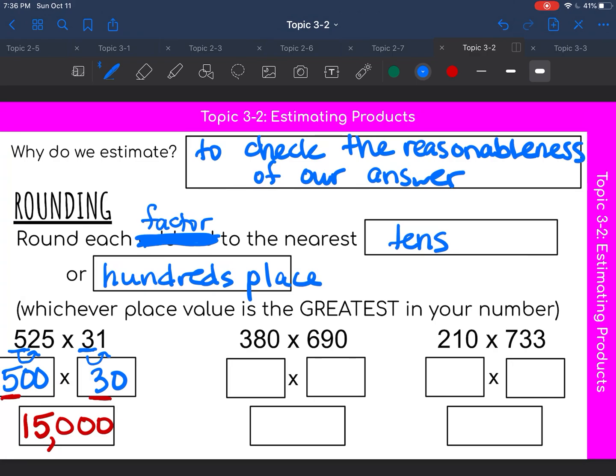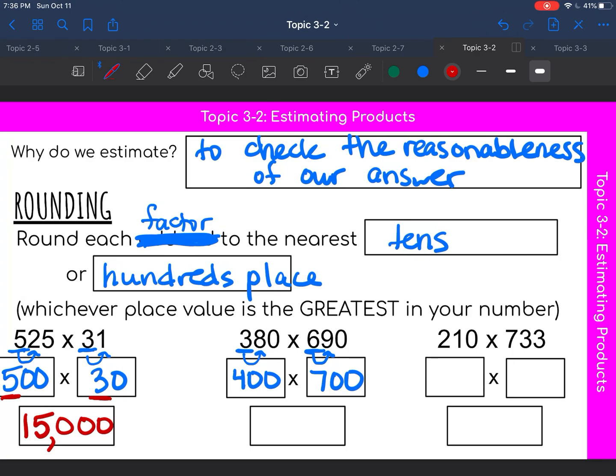Again, we have 380. That's in the hundreds place, so you're going to round to the nearest 100. You look at the hundreds place, which is the 3, and then we look next door. That 8 bumps up my 3 to a 4, so it becomes 400. 690 is also in the hundreds place. You look at the 6 in the hundreds place, and then you look next door. That 9 tells us to bump that 6 to a 7, so it becomes 700.